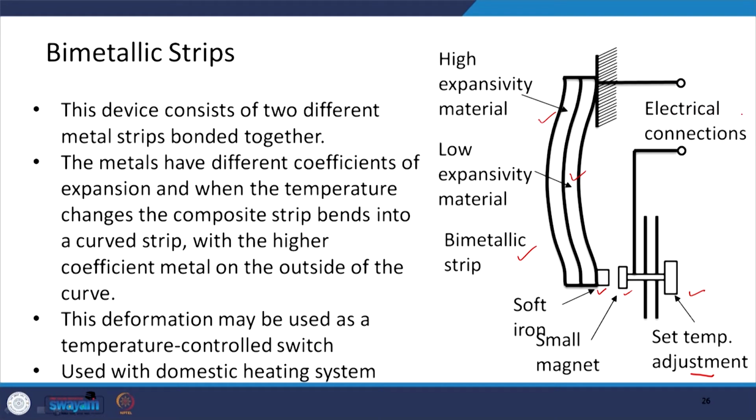Okay. So, this device consists of two different metal strips which are bonded together, and these materials have different coefficients of expansion, and when the temperature changes, the composite strip bends into a curved strip, with the higher coefficient material on the outside of the curve, and this deformation may be used as a measurement of the temperature. Okay. So, the deformation may be used as a temperature controlled switch, and this type of device, the bimetallic strip, is used in the domestic heating system.